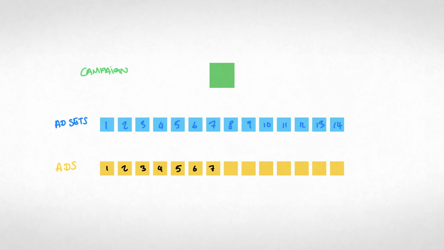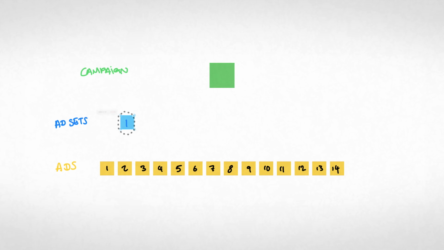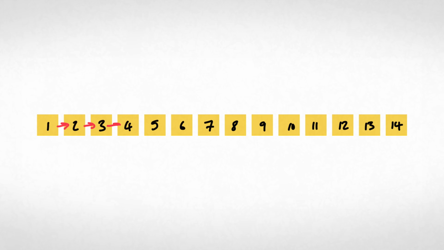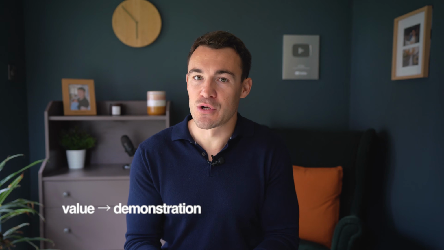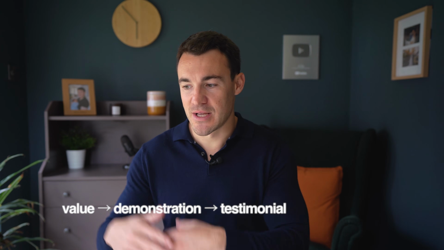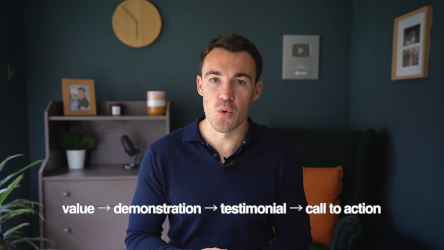So instead of having all those different ads in different ad sets, you can now have those ads grouped into an ad set, because you're going to determine the order that those are seen in. And there are obvious advantages to that, like I talked about. You might want to start with value, then move on to more of a demonstration setup, then more of a testimonial setup, and then finally a call to action.